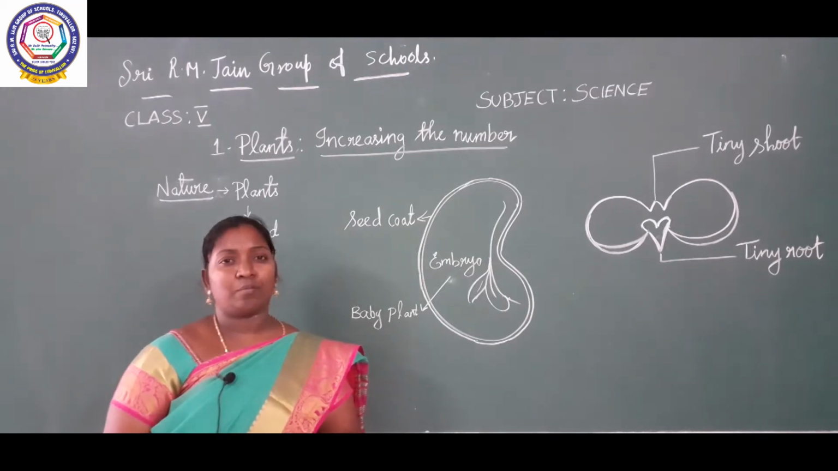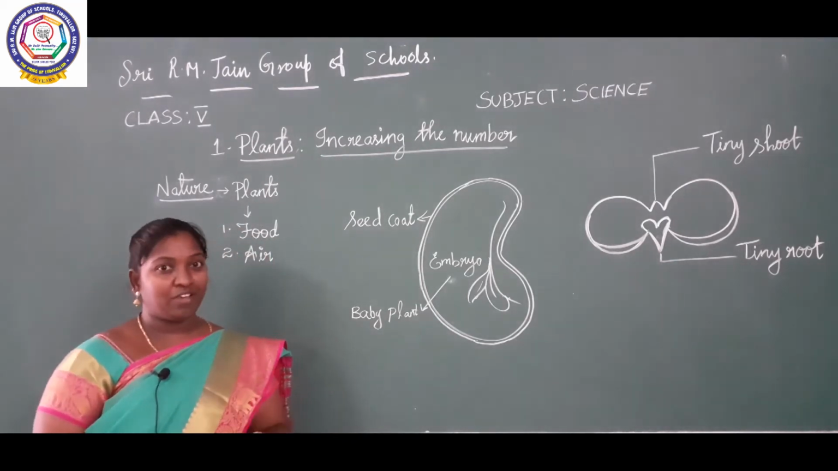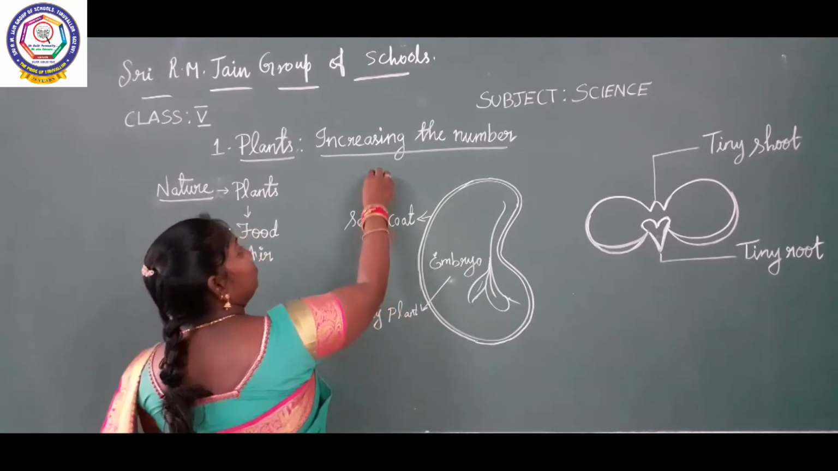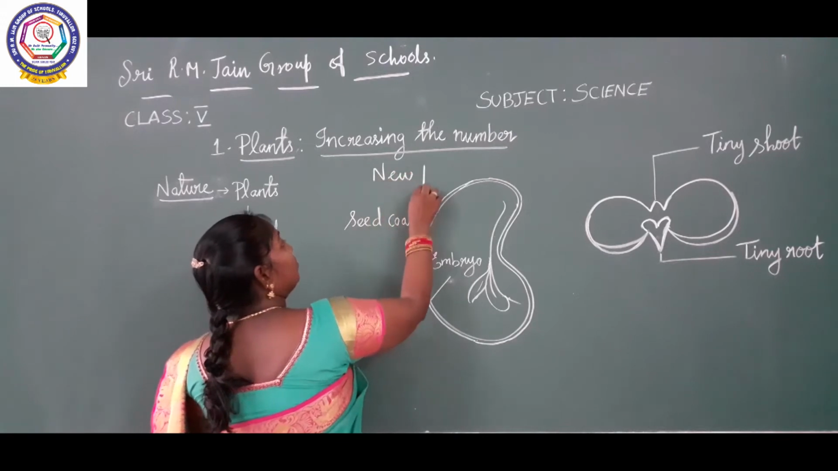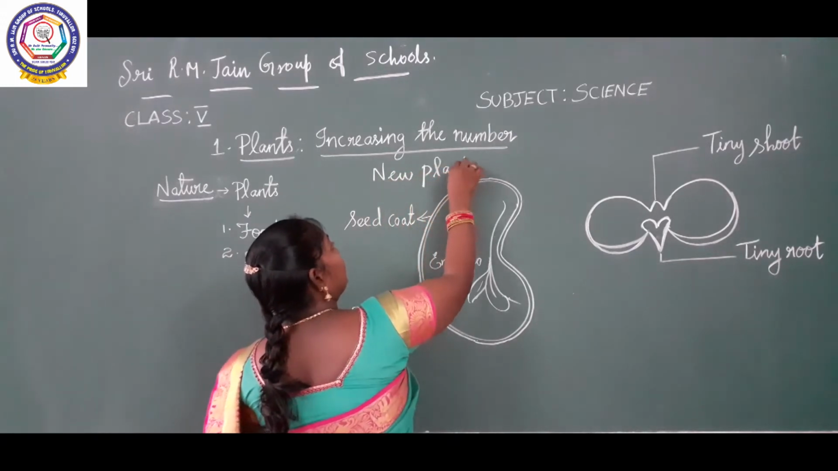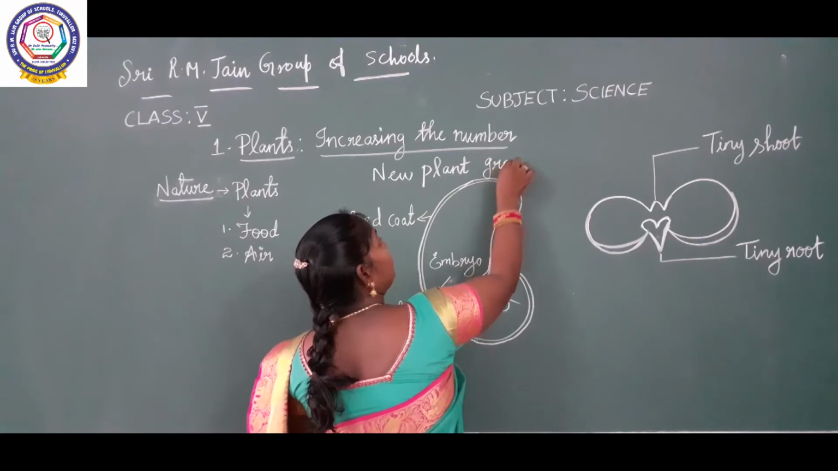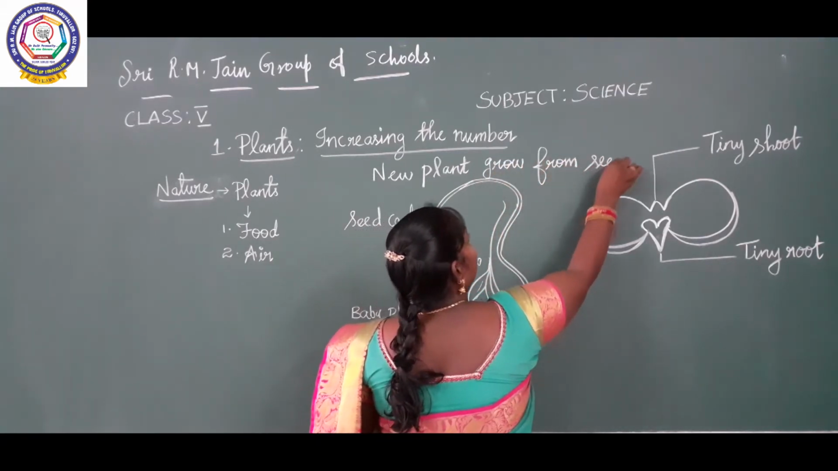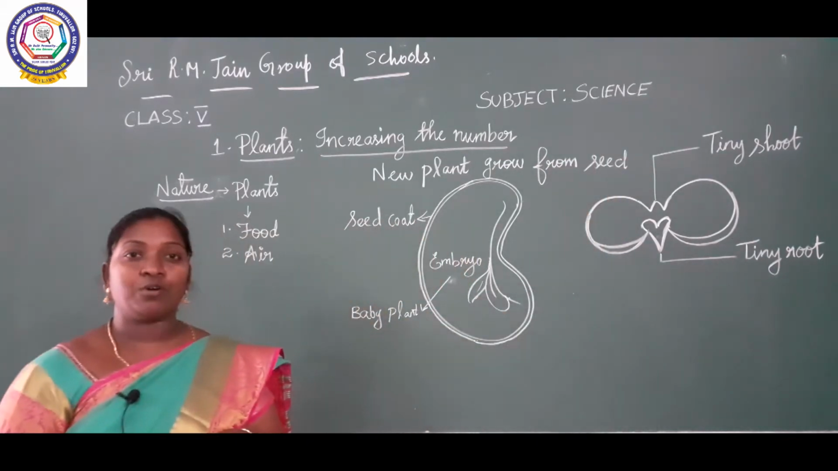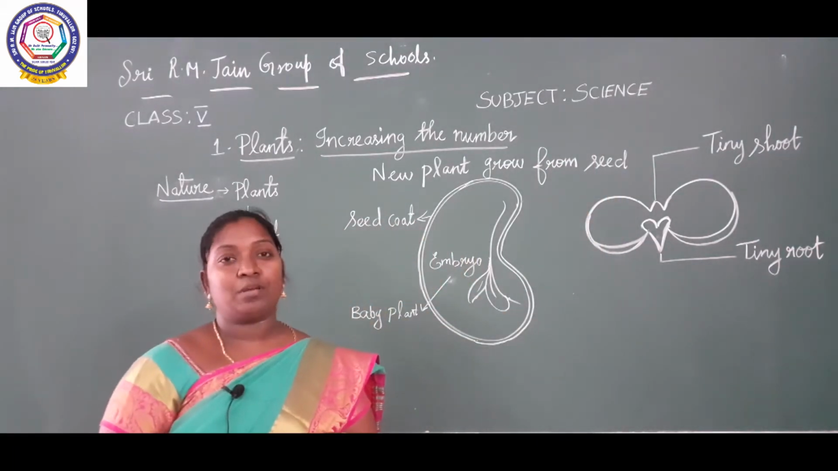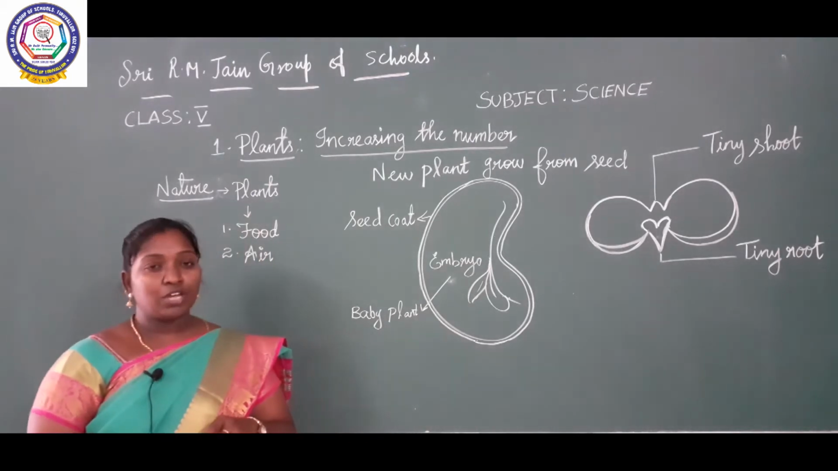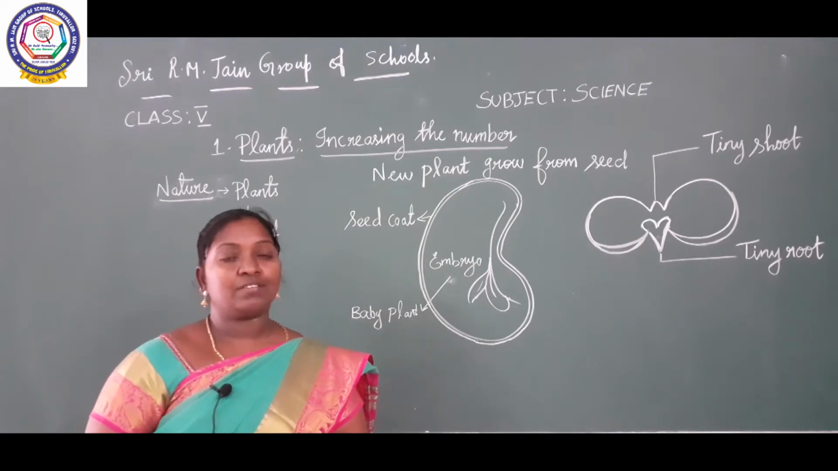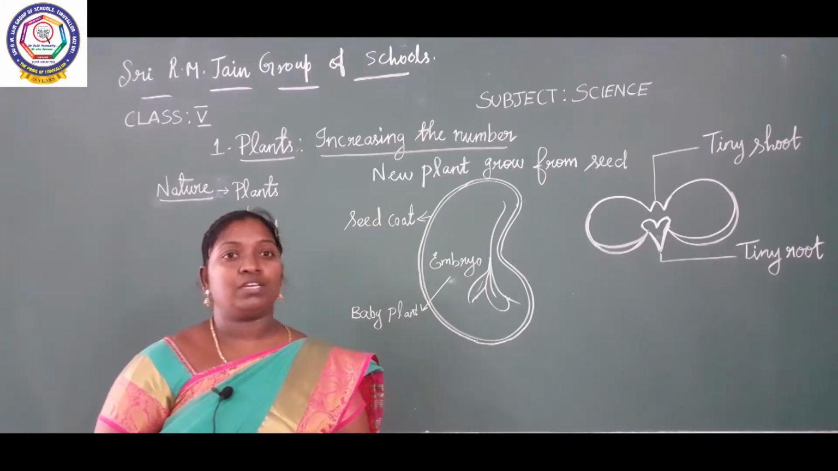How can we increase the plants? There are ways. One way is through the seed. New plants grow from seed. This is one way we are going to increase the number of trees and plants on the earth. Before that, we should know: does only one seed come out from a plant? Definitely not. So many, isn't it?